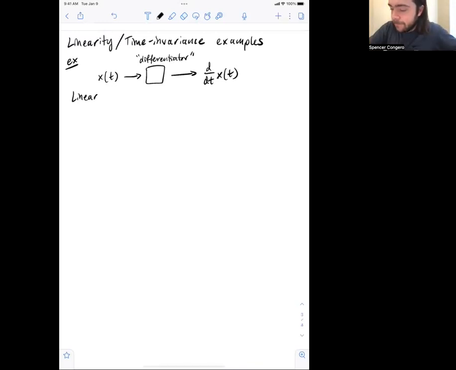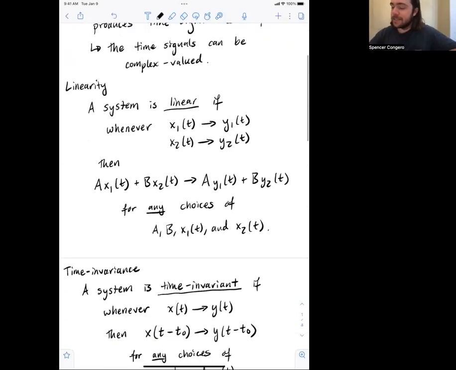Let's start with linearity. This is why I'm doing it on the same page of notes I started before. Let's refresh ourselves on the definition. A system is linear if whenever I have 2 inputs that produce 2 outputs, y1 and y2, then what does it mean for our system to be linear? That means if I multiply x1 by some constant a and add it to x2 multiplied by some constant b, then I should get the same, as we say, linear combination of the outputs of x1 and x2. So a times y1 plus b times y2. This has to hold, of course, for any choices of the constants or the signals.